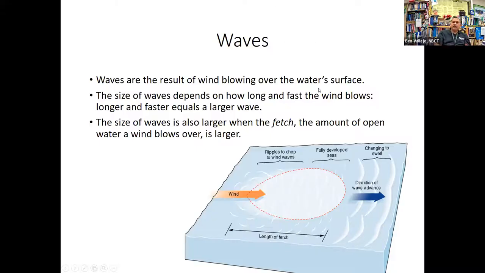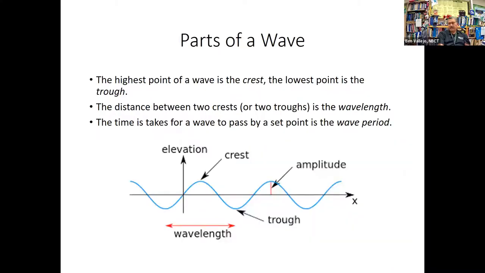So the waves are a result of the wind blowing over the water surface, and things that determine the size of waves include how long and fast the wind blows, but also it's going to be affected by the bottom of the ocean, because those waves aren't going to curl over until they get to touch essentially the bottom of the ocean. And before we go into that, here are the parts of the wave.